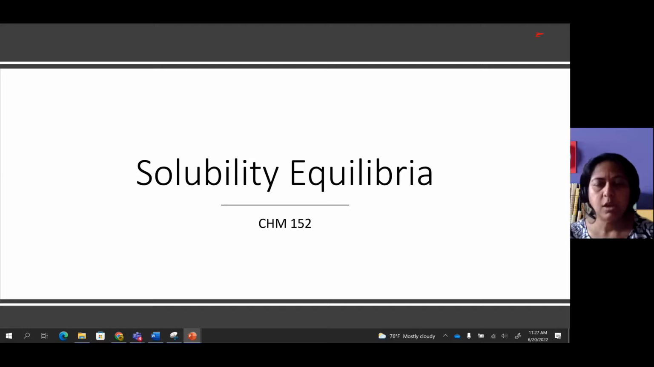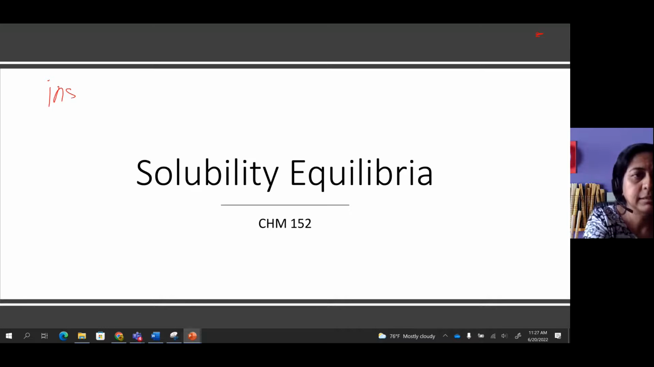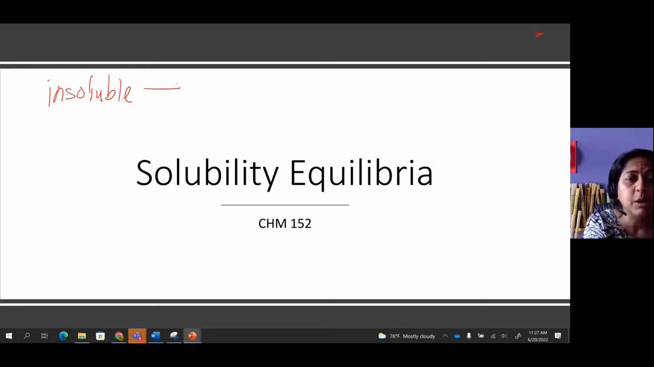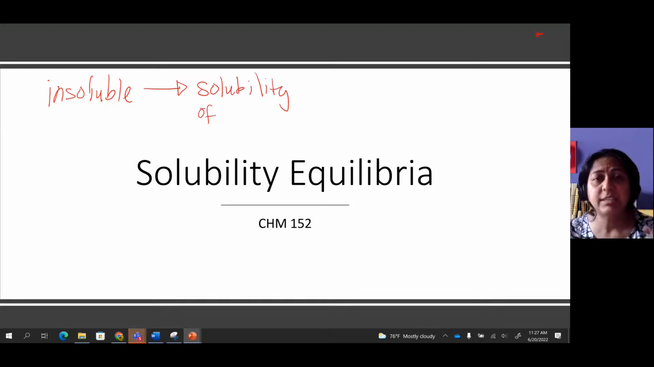Let's talk about the solubility equilibrium. Even though we classify some compounds as insoluble in water, they are slightly soluble in water. So under this chapter, we talk about the solubility of these partially soluble compounds or solids in water.